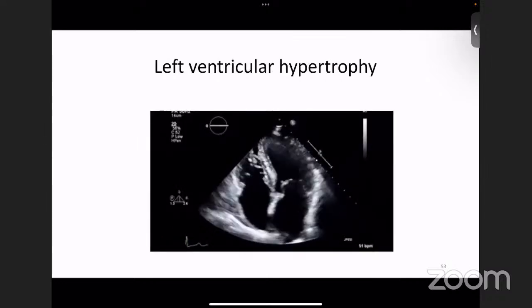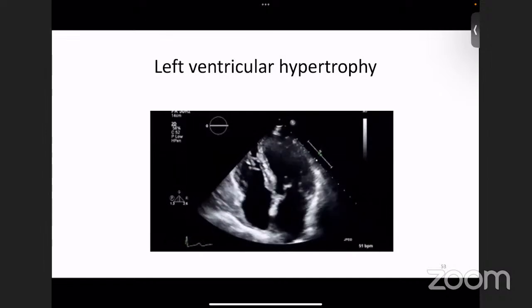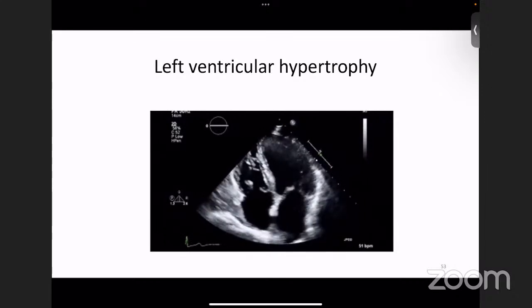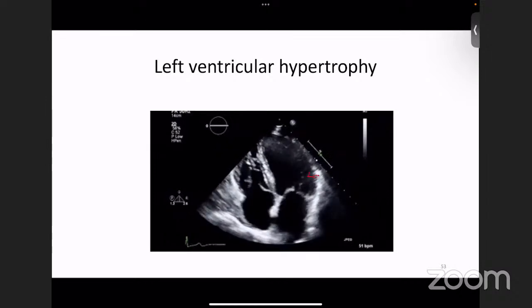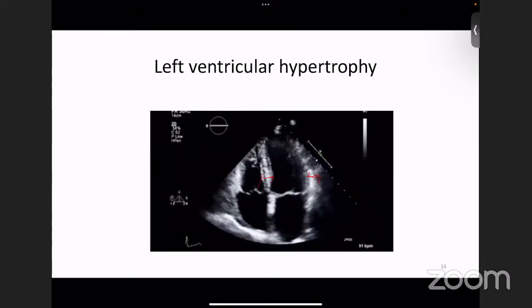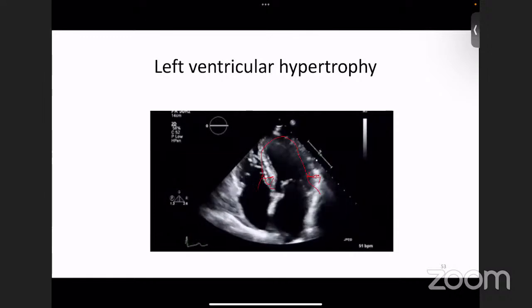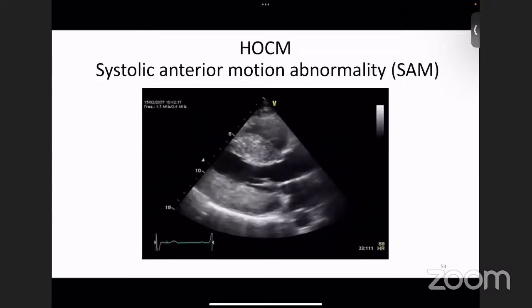Then left ventricular hypertrophy can be seen. Normally the thickness of the LV is around 1 to 1.2 centimeters from the base to the apex. So you have to see the thickness of the LV and comment on the left ventricular hypertrophy. So this is a left ventricular hypertrophy, which you see in hypertension and such scenarios.